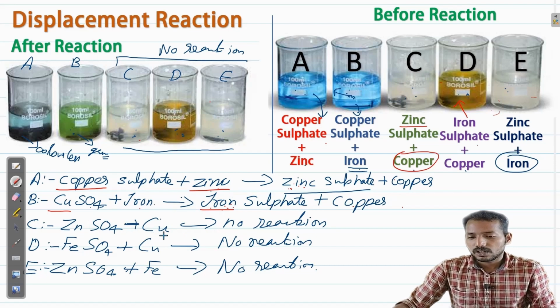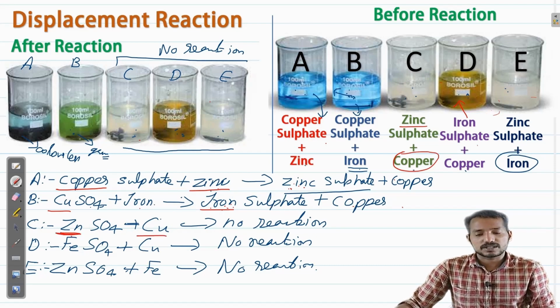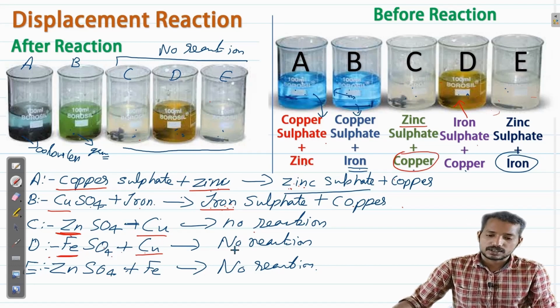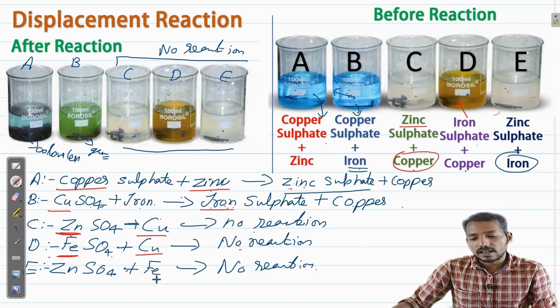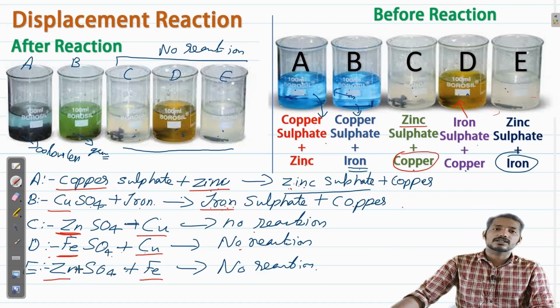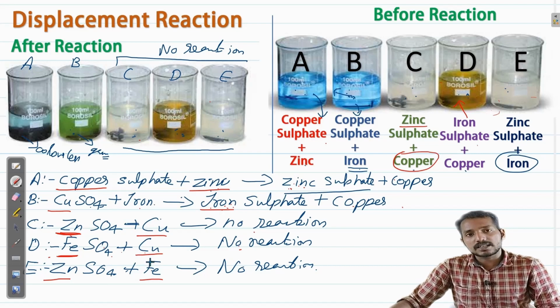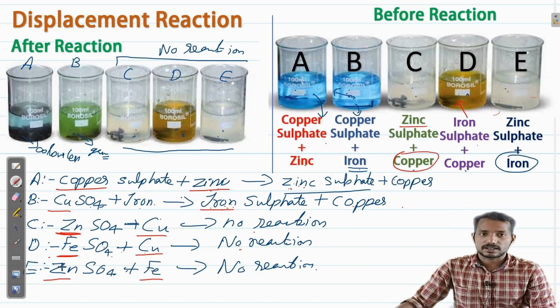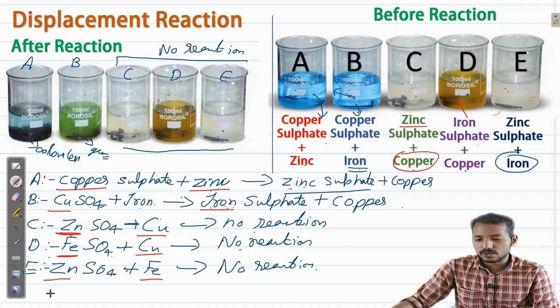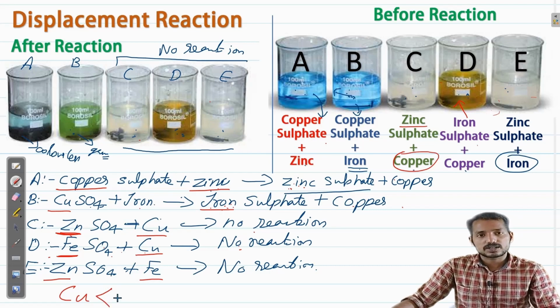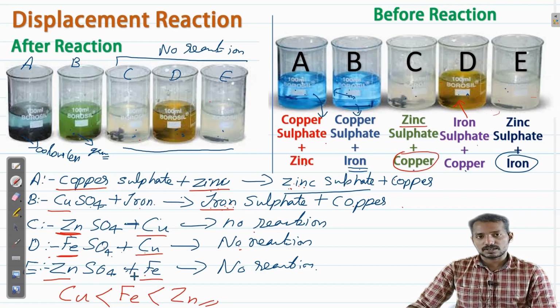Now see here, copper is less reactive, so it cannot displace zinc, because of that no reaction. Here also copper is less reactive than iron, so it cannot displace iron from iron sulfate. So no reaction will take place. Now see here, iron also cannot displace zinc from its solution. That means iron is less reactive than zinc. So we can say that in reactivity, copper is the least reactive, then iron, then zinc. So zinc is the most reactive among these three elements.